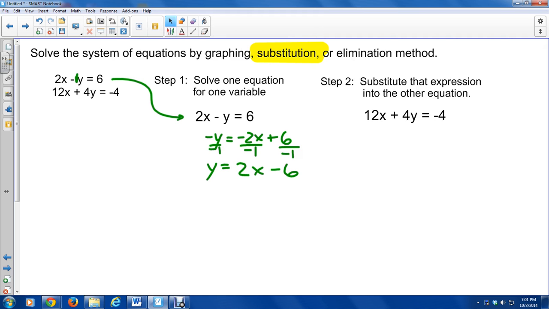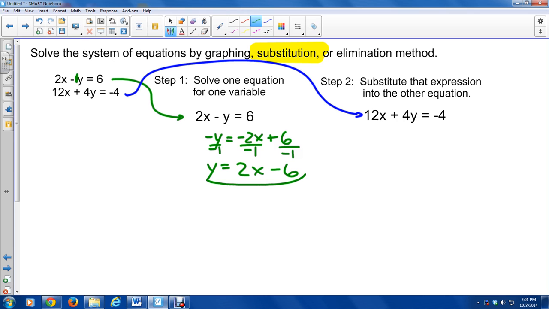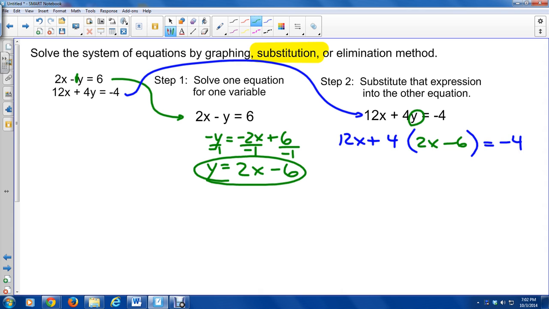Step 2, substitute that expression into the other equation. So I've now rewritten my second equation over here, and I'm going to take that equation, but instead of putting y, I'm going to put my new expression that I have for y. So I'm going to rewrite 12x plus 4 times y equals negative 4. But instead of actually putting y, I'm going to put 2x minus 6.